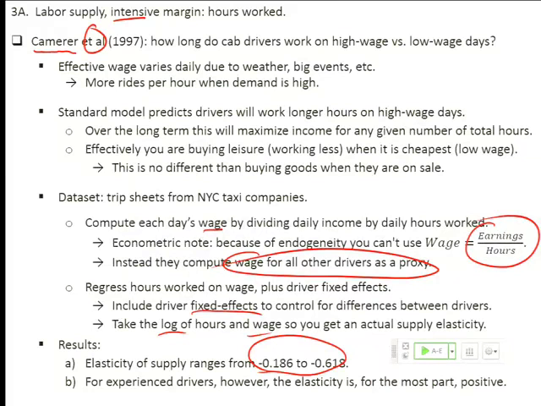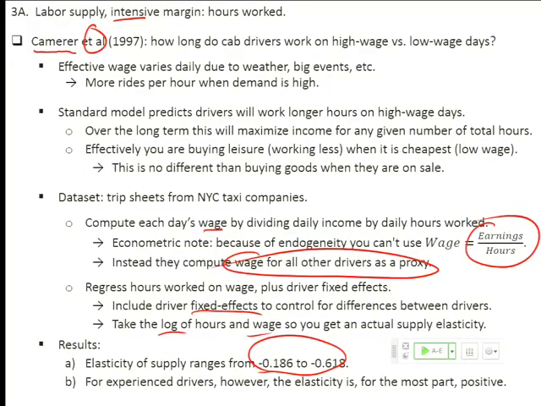And then the lovely thing for me is that for experienced drivers, however, the elasticity is for the most part positive. I don't remember how they define experience, but it was something like three years or more of taxi driving experience. So we're getting this effect from newbies, and they seem to be doing something that's, as you'll see, similar to what traders do when they're checking their stocks. Now, questions about that?